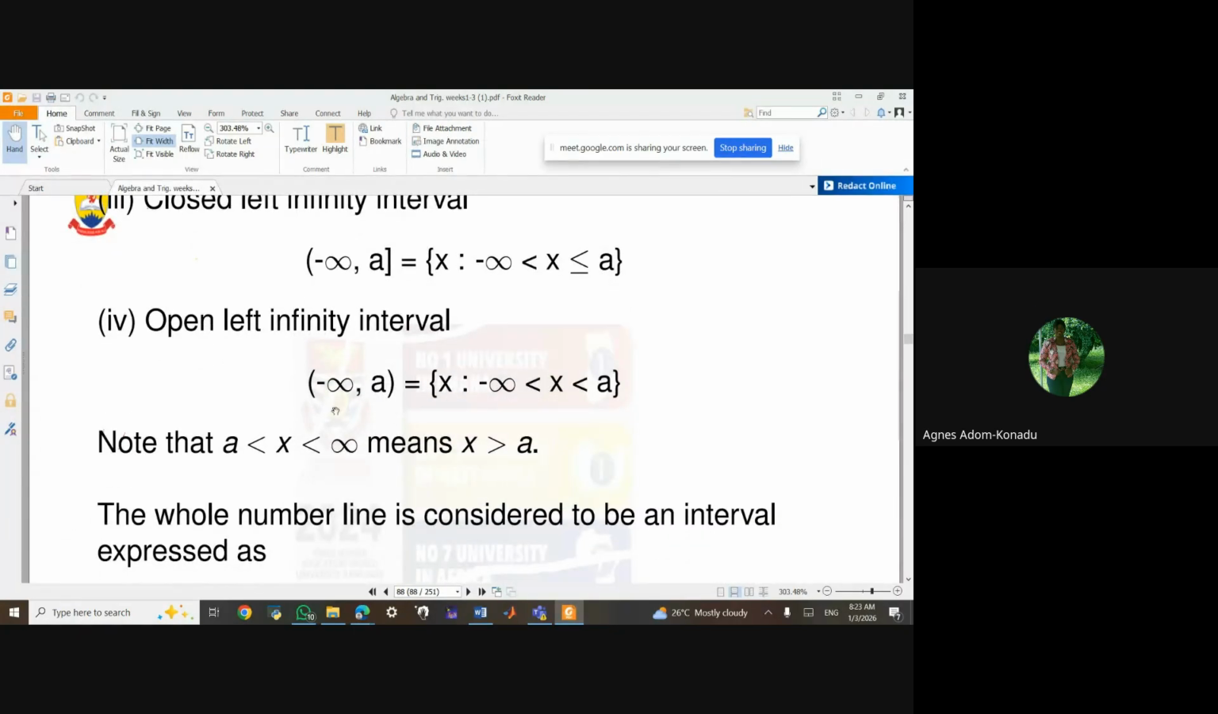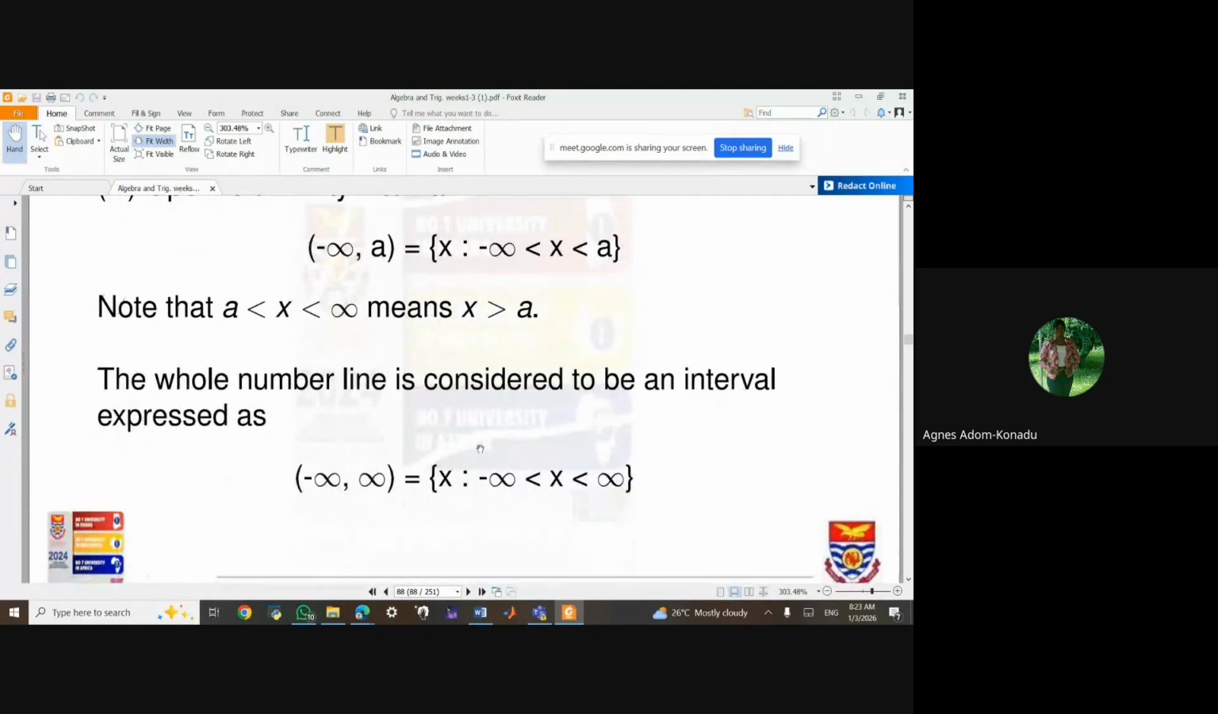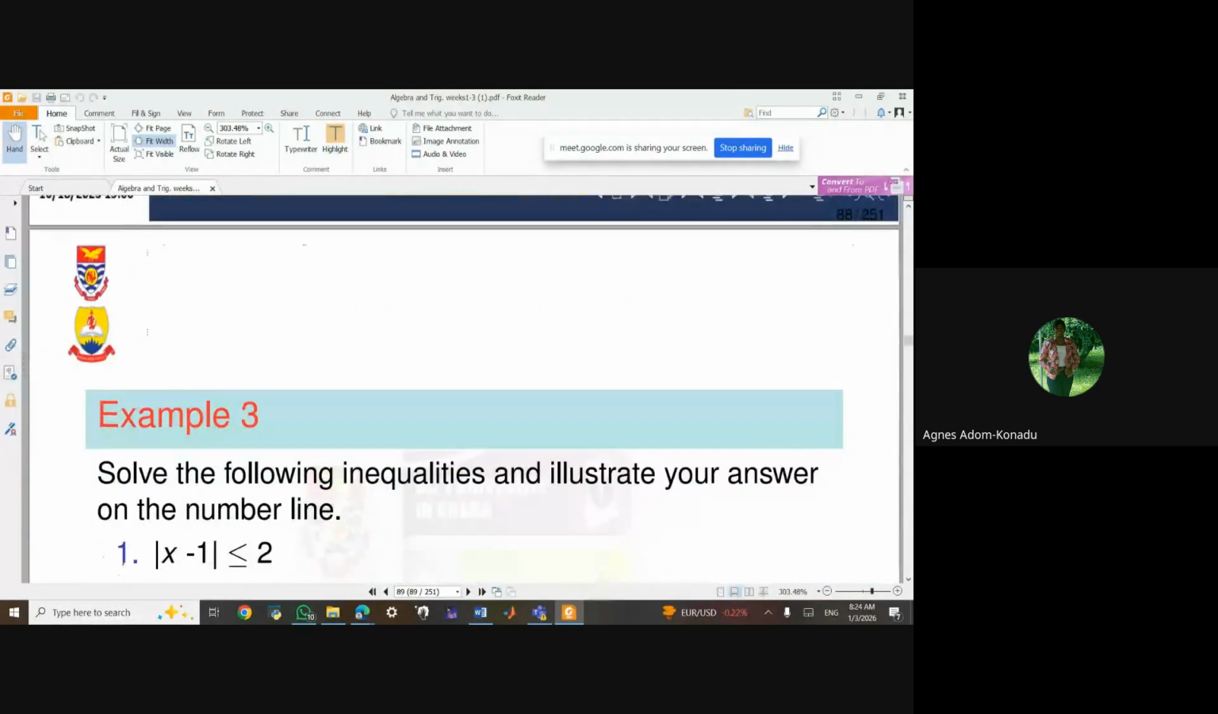Note that A less than x less than infinity means x is greater than A. The whole number line is considered to be an interval expressed as from negative infinity to positive infinity. That is x such that x is greater than negative infinity but less than infinity.